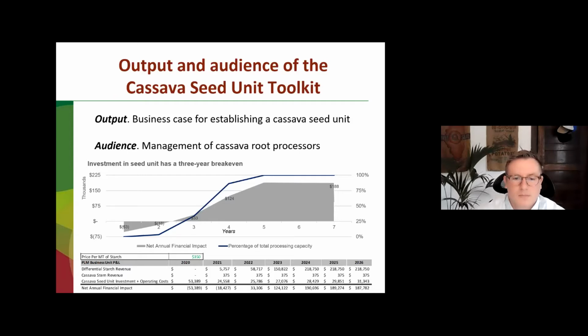Now, if you view profitability as a full life cycle from production of seed into the incremental benefits at the processing factory, then that's where it starts to make sense. And what we found is that typically over a 3 to 4 year period, as seed production bulks up, the roots from this improved seed material can support differentiated profitability. But ultimately, all of these assumptions need to be customized, and that's what the Cassava Seed Unit Toolkit enables processors to do.